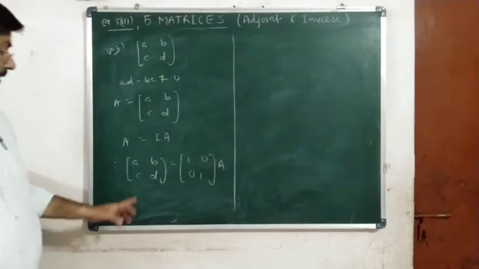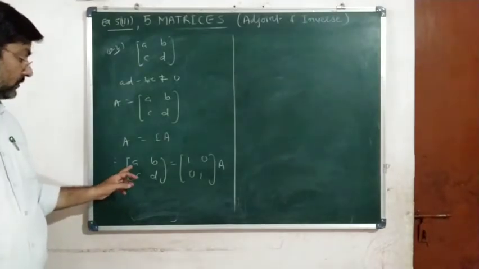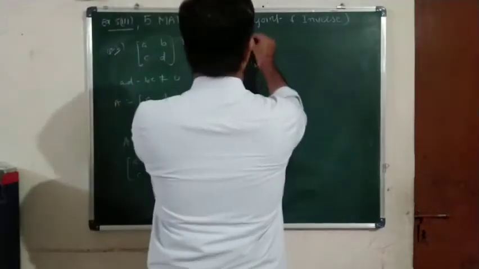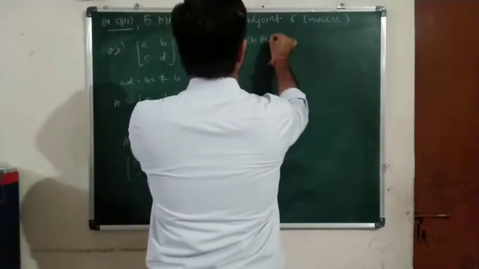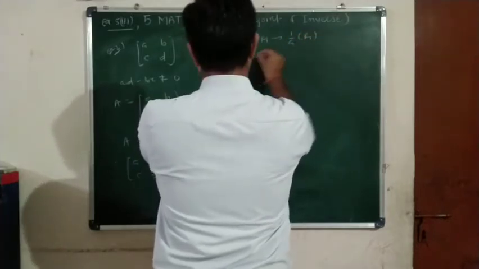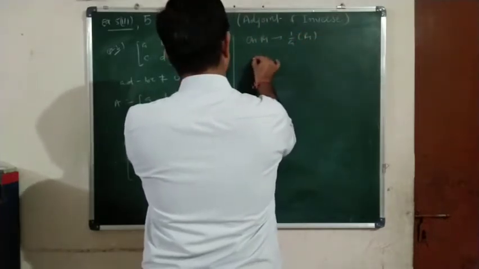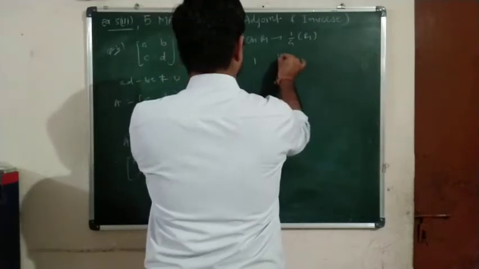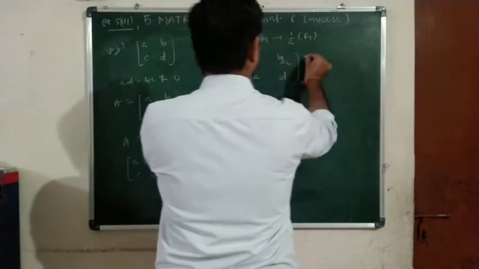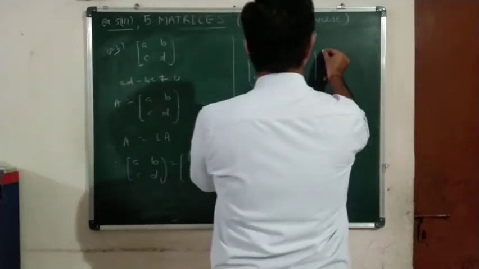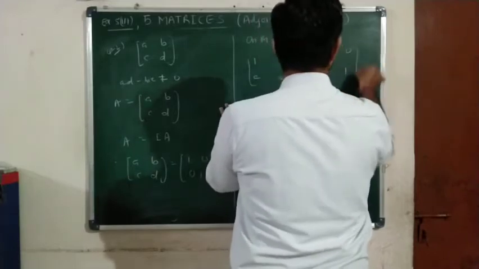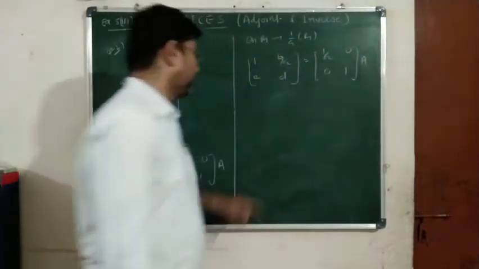Okay, to bring 1 over here, what we will do, we will divide by A. Yes or no? First row. So on R1, 1 upon A into R1. So [1, B by A; C, D] = [1 upon A, 0; 0, 1]. Here we got 1.